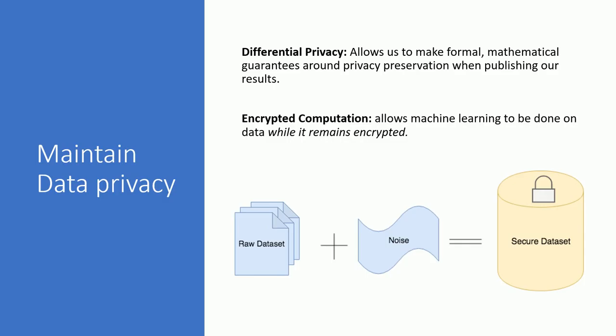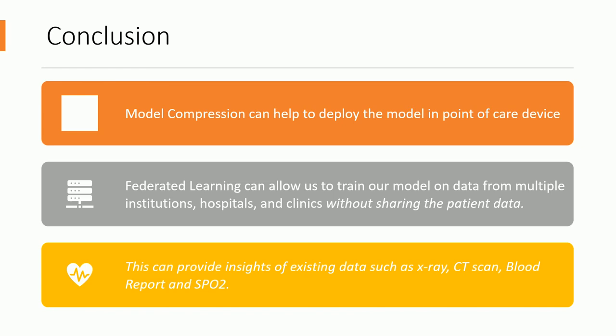So how to maintain data privacy? Differential privacy allows us to make formal mathematical guarantees around privacy preservation when publishing our results, and encrypted computations allow machine learning to be done on data while it remains encrypted. So that is how we can do the data privacy. Even with data privacy, we can apply machine learning techniques. So basically, the conclusion is that model compression can help to deploy the model in point of care devices, and federated learning can allow us to train our model on data from multiple institutions, hospitals, and clinics without sharing the patient data. And this can provide insights from existing data such as X-ray, CT scan, blood reports, etc.